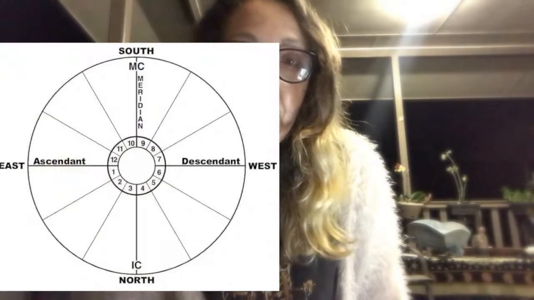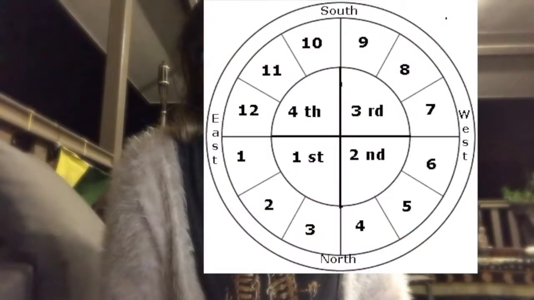Okay, so what I wanted to do on this video is go back, way back, and talk about the grouping of the houses in our astrology chart. And in particular, what I want to talk about is the hemispheres and the quadrants in our charts.